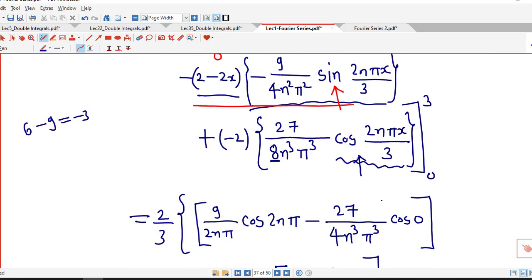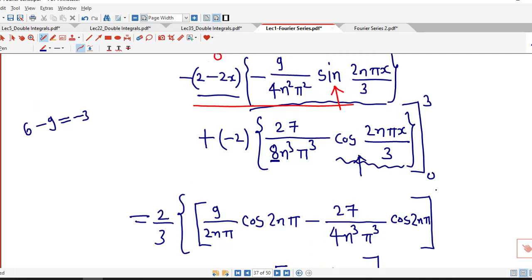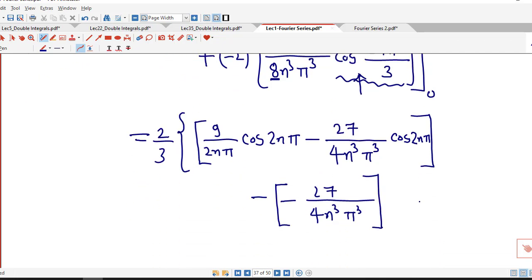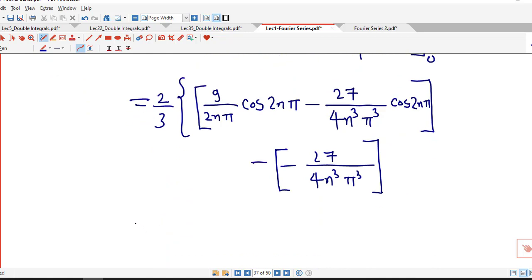And here I made a mistake. Here I was putting x equal to 3, so this is going to be cos 2n pi. This was for x equal to 3, and this is for x equal to 0. So now we can simplify again.